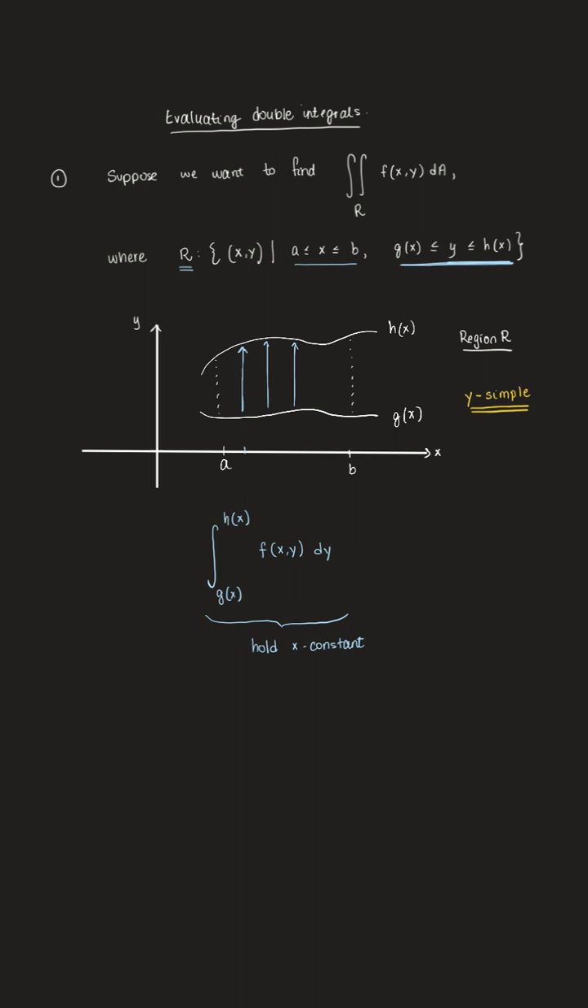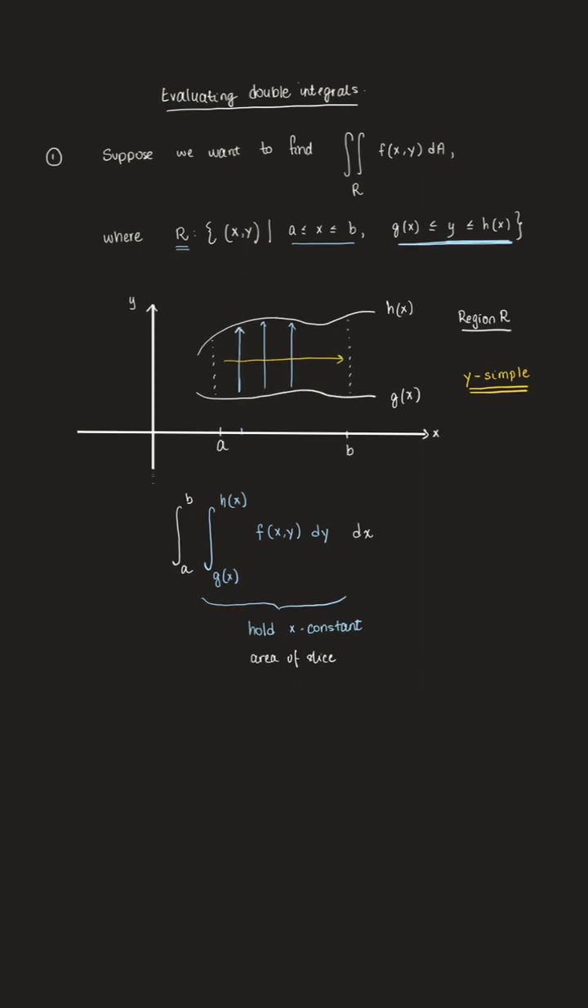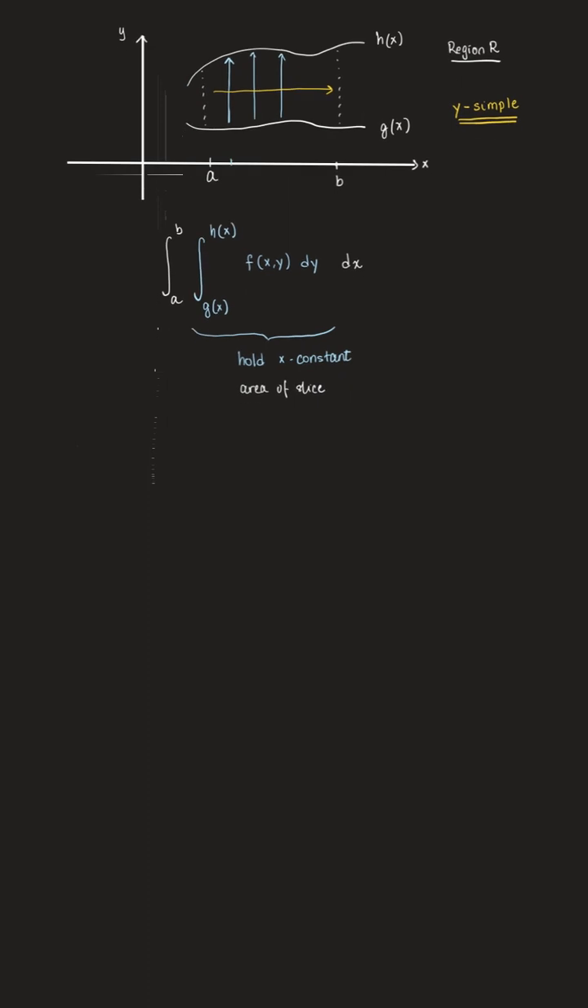And then, since this gives us the area of a slice, we need to add up all those slices as x varies. And so on the outside, we're going to have our integral from a to b, and our differential will be dx. So this is called y simple. Our functions are defined in terms of x, and we integrate vertically first, and after we've done that, then we go horizontally. Okay, let's do an example where we have this kind of situation, and then we'll talk about x simple in our next video.